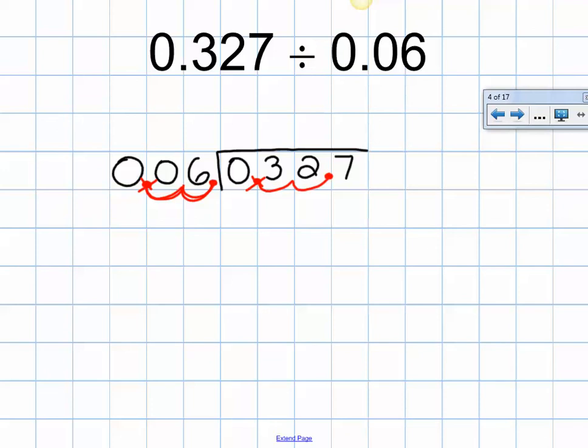From here, I would divide like normal, so I'd bring this up to the top, and now my problem becomes 6 into 32.7. I would like you guys to do this division right now without me, and we'll check to see if you have it done in class tomorrow.